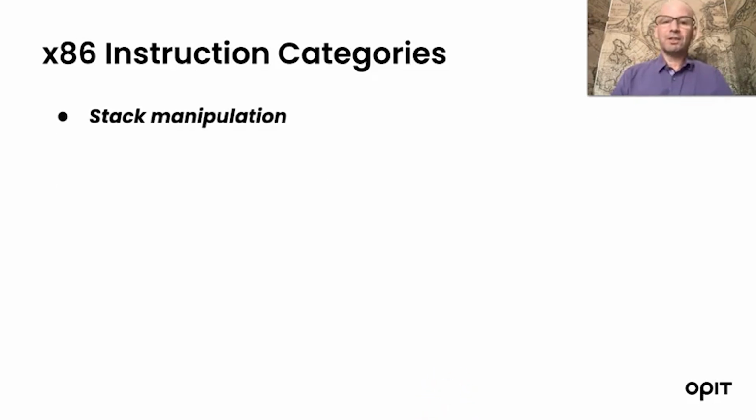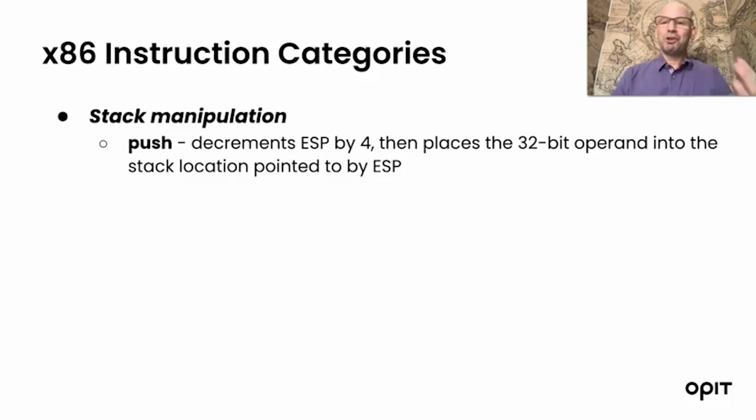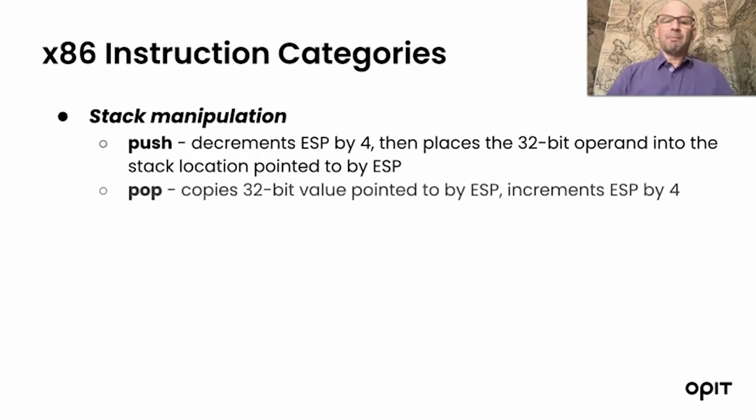Next, we'll look at stack manipulation. So we can push and pop on the stack. If we push, we decrement the stack pointer in ESP with the x86, then it places the 32-bit operand into the stack location pointed to by the ESP. And then pop copies the 32-bit value pointed to by the ESP and increments it by 4. So if we push, it means we add something on top of the stack and we decrement. If we pop, it means we're taking something off of the stack and we increment to where the top of that stack now is.